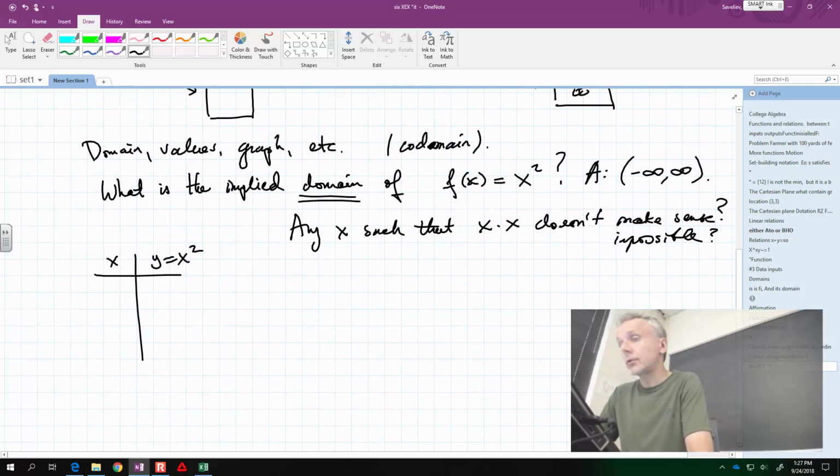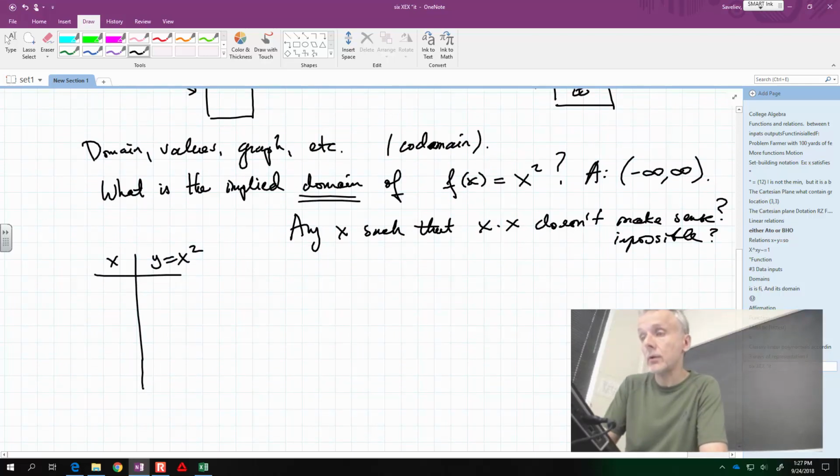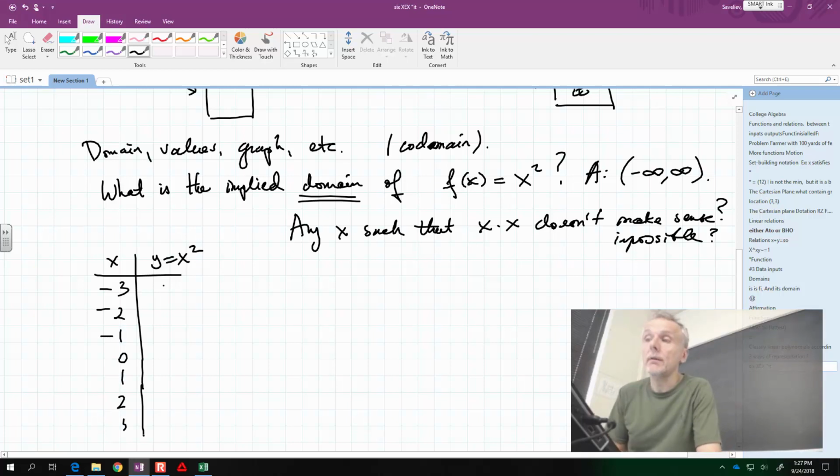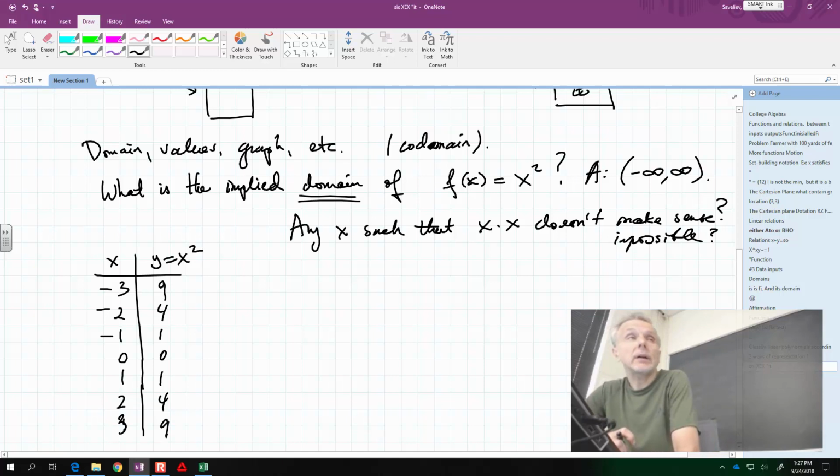Okay, so the values: we just create a list of values in order to get a sense of what's going on. So you pick a few values, then they spread out through the domain. And the domain is everything, so just as well pick a few like this. Compute the values. 9, 4, 1, 0, 1, 4, 9. Okay, the pattern starts to appear.